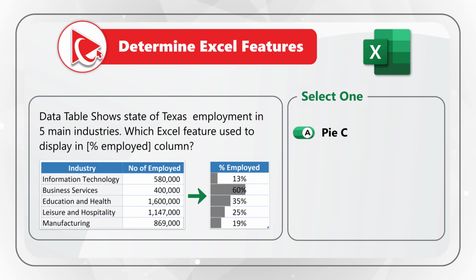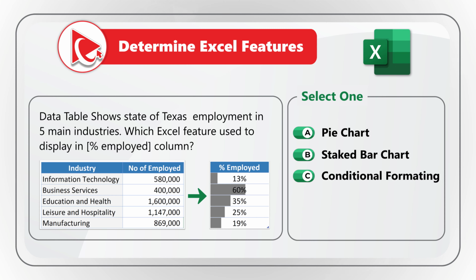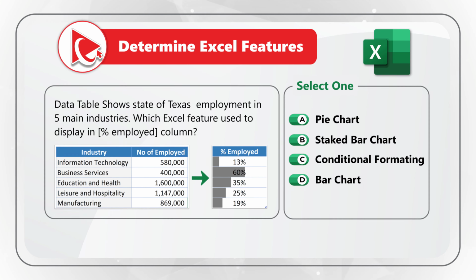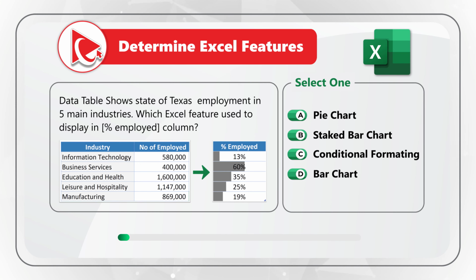You have 4 different choices. Choice A, pie chart. Choice B, stacked bar chart. Choice C, advanced conditional formatting. And choice D, bar chart. Do you know the answer? Give yourself a little bit of time to see if you can come up with the solution.